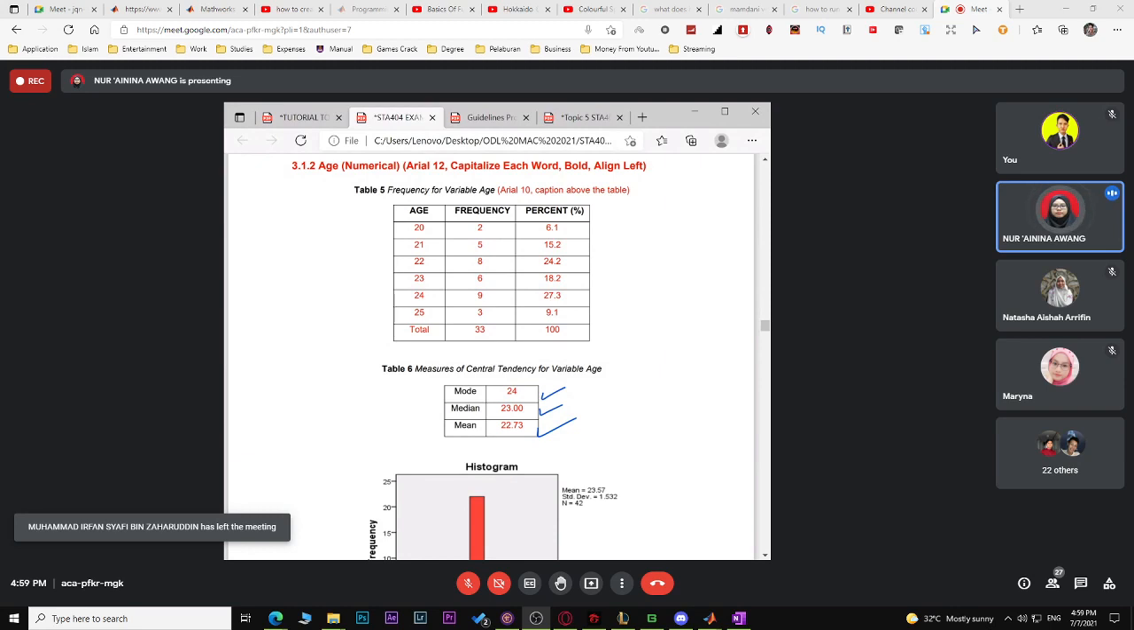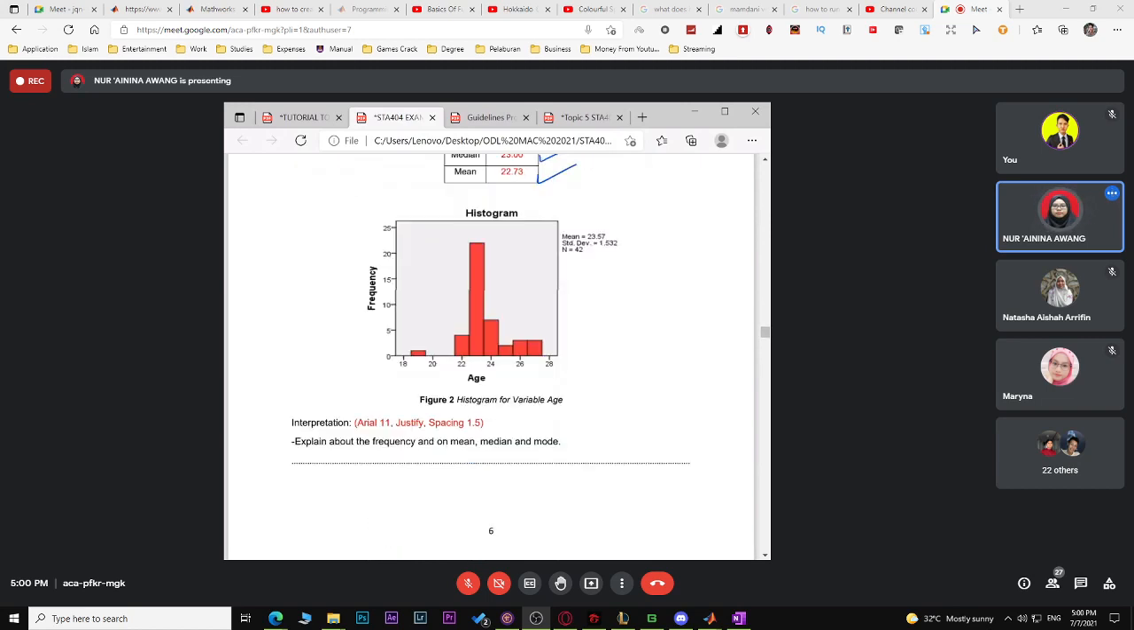And then you boleh cerita pasal dia punya skewness. Okay, you boleh cerita pasal ada outlier ke tak ada outlier. So apa yang you nampak based on the histogram. Okay, tak kisahlah apa-apa you boleh cerita.